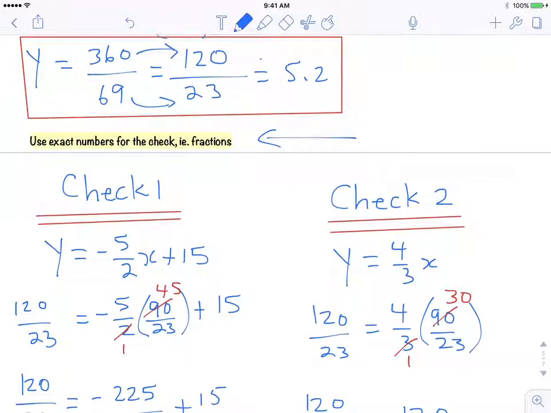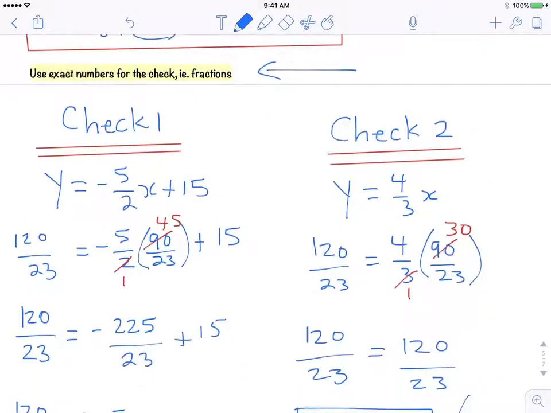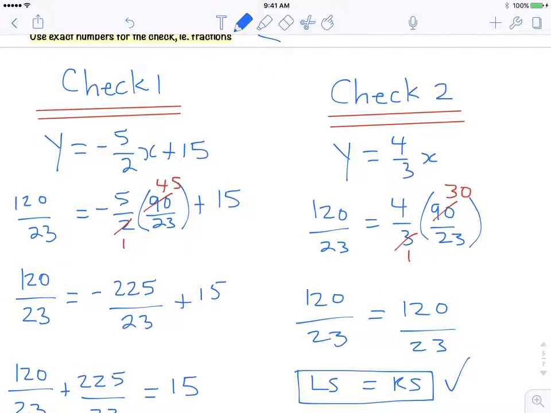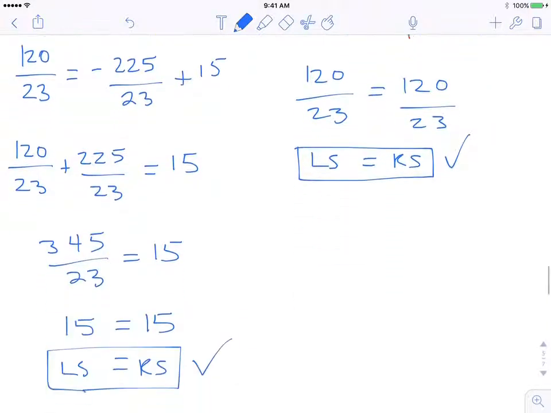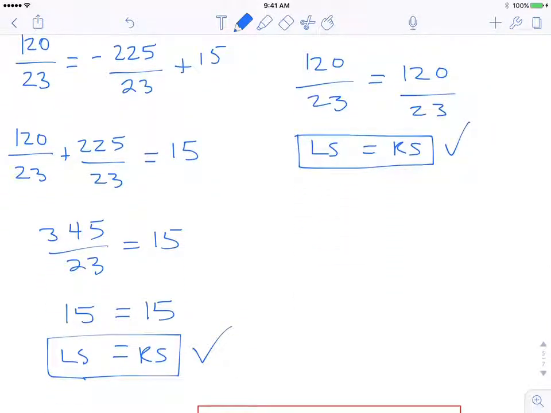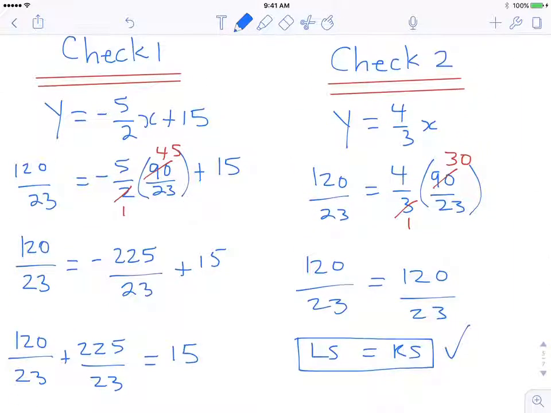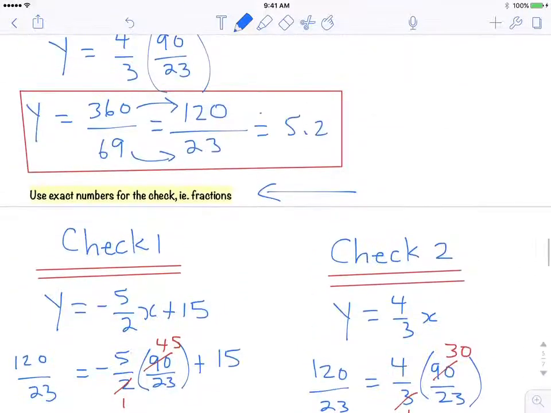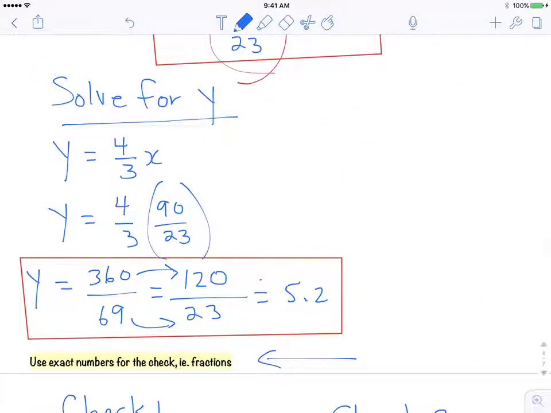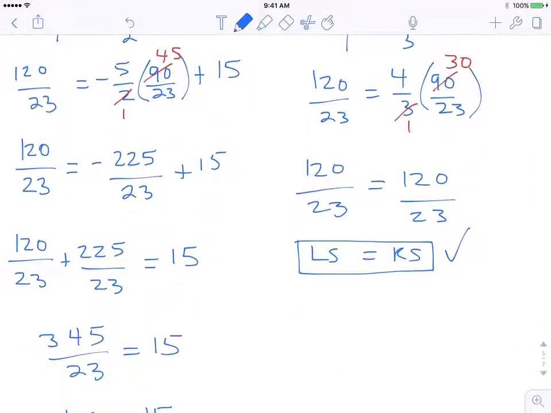So for the first check, I wrote my equations down for each check, check 1, check 2, wrote the equations down, subbed in what I know, was able to use cross reducing, etc. And eventually I got down to 15 equals 15, left side equals right side. And that was pretty good. Then I used check 2, the second equation. Again, I plugged in 90/23 for x, and I subbed in 120/23 for y, and I got 120/23 equals 120/23. Excellent, left side equals right side.